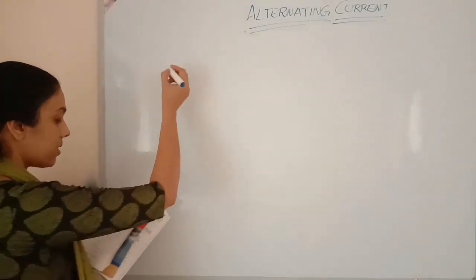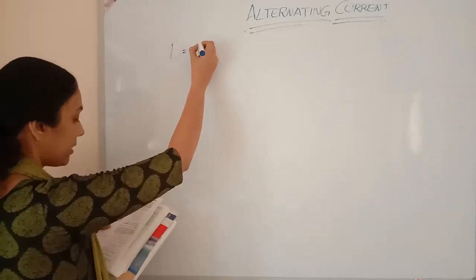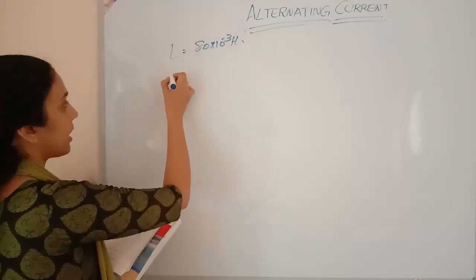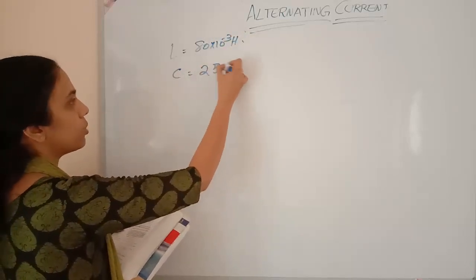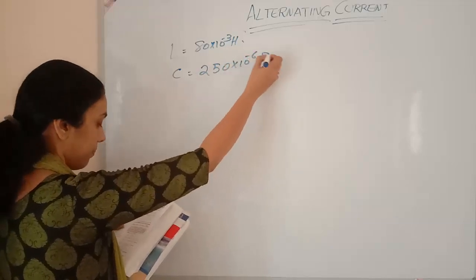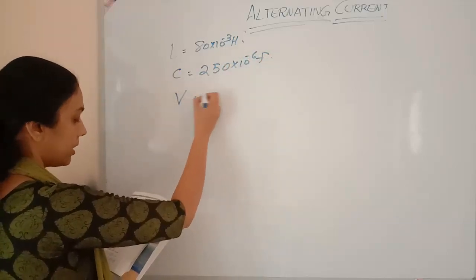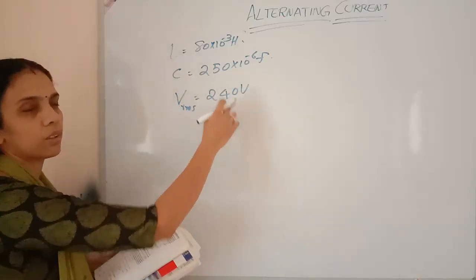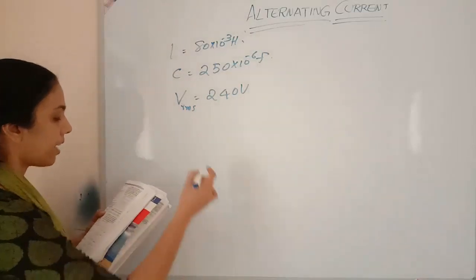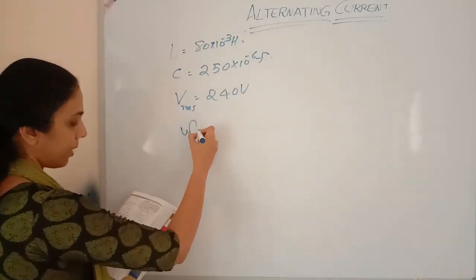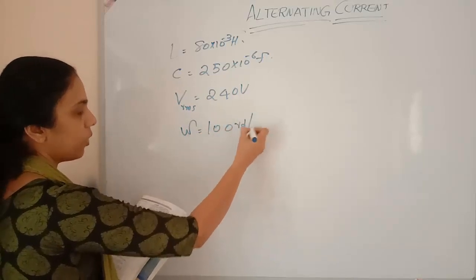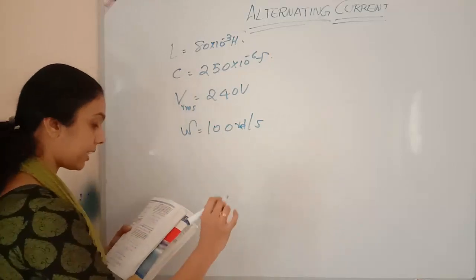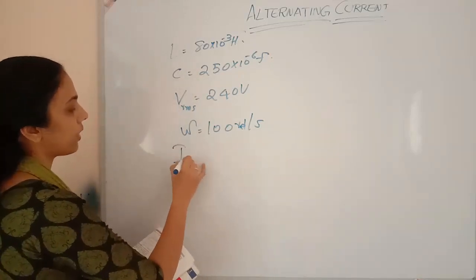The given data are: inductor is 80 millihenry, that is 80 into 10 to the power minus 3 Henry, and capacitor is 250 into 10 to the power minus 6 Farad, in series, connected to a voltage of 240 volt, that is VRMS, the RMS voltage, and 100 radians per second. So omega is directly given, not the frequency. Omega is 100 radians per second. The resistance of the circuit is negligible. Obtain the RMS value of current.